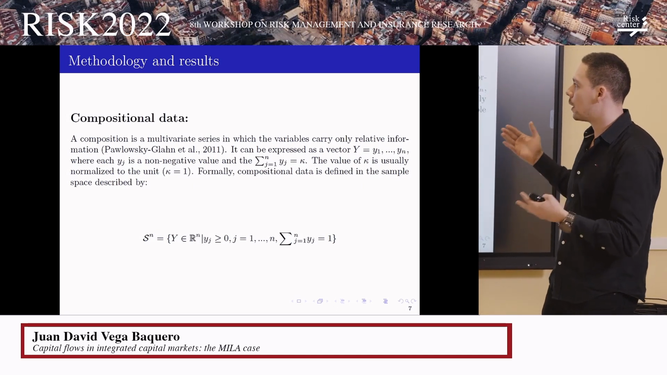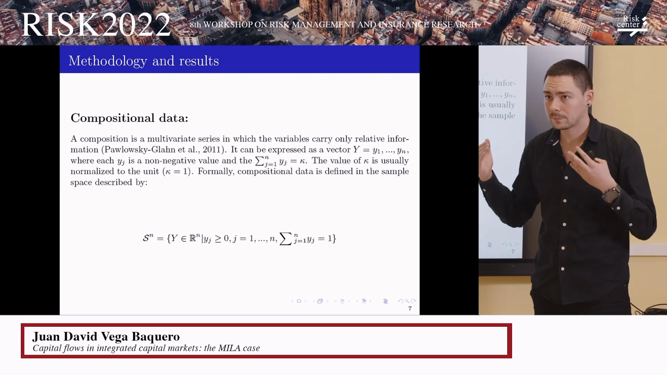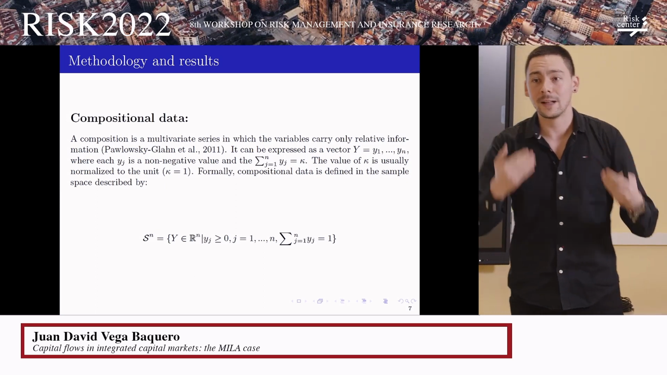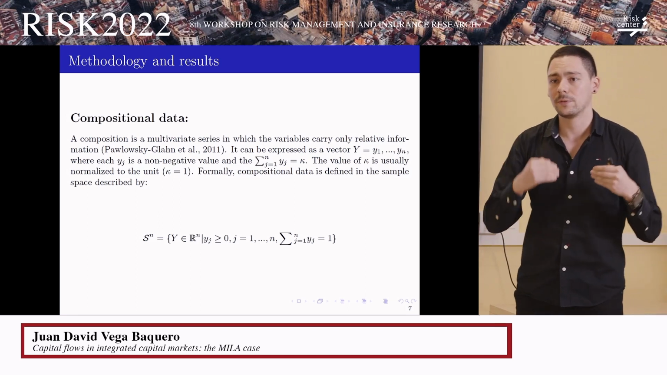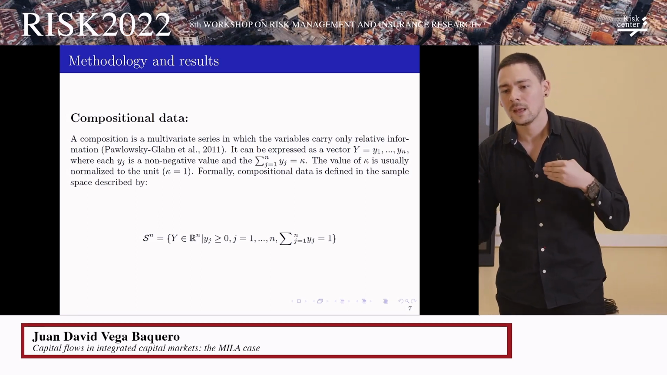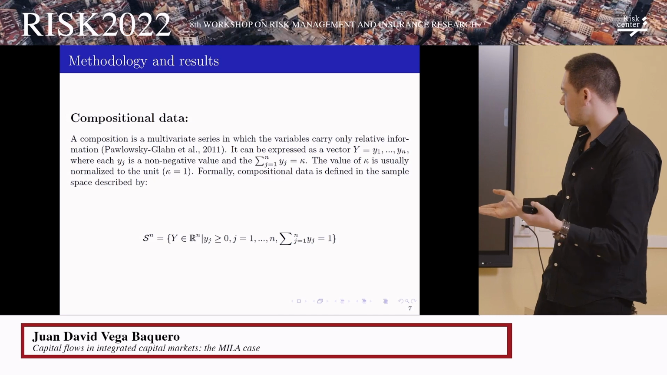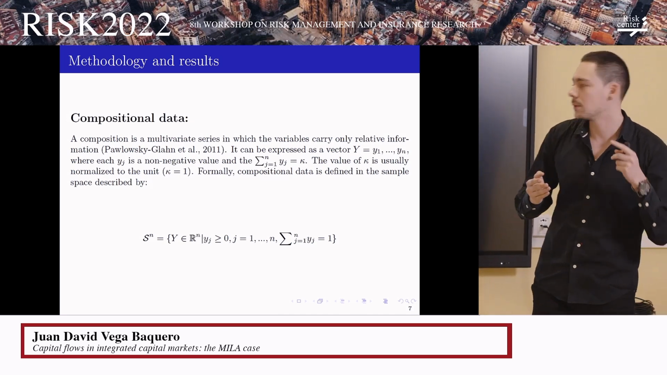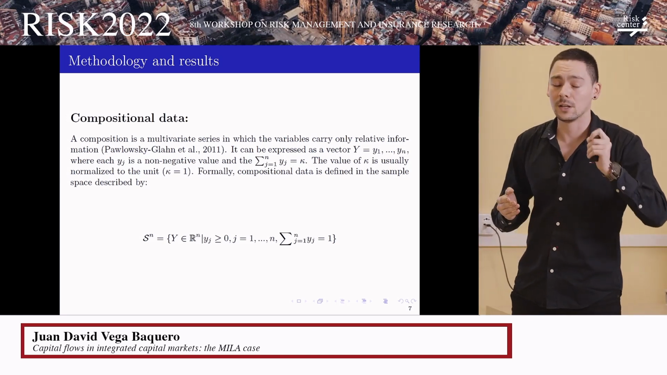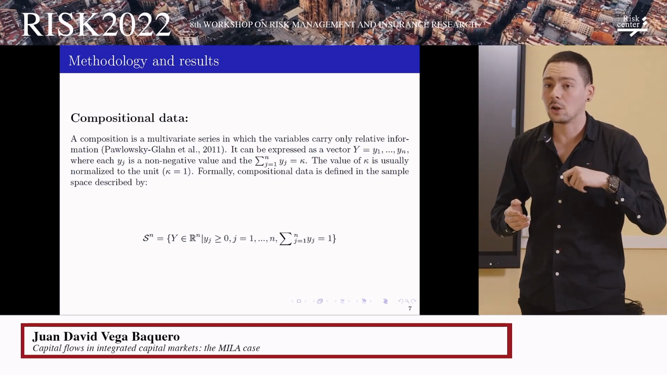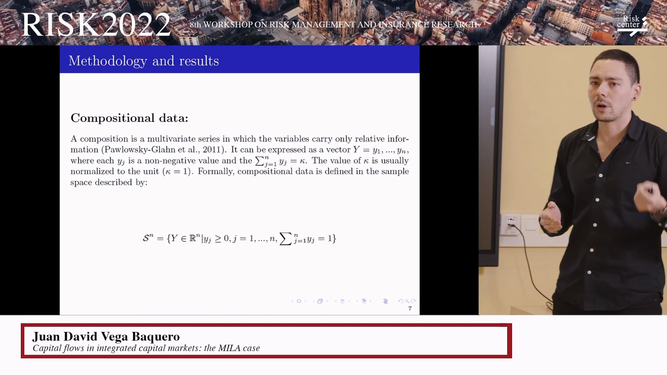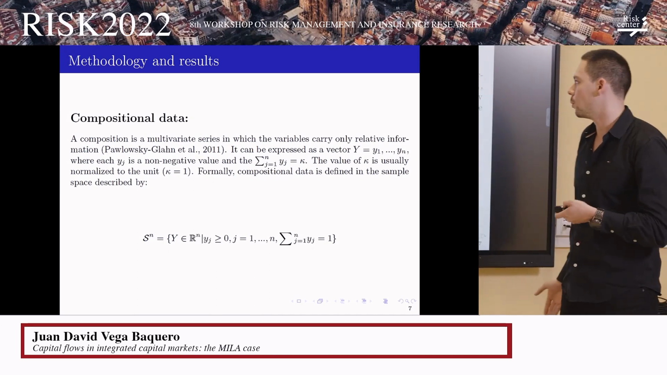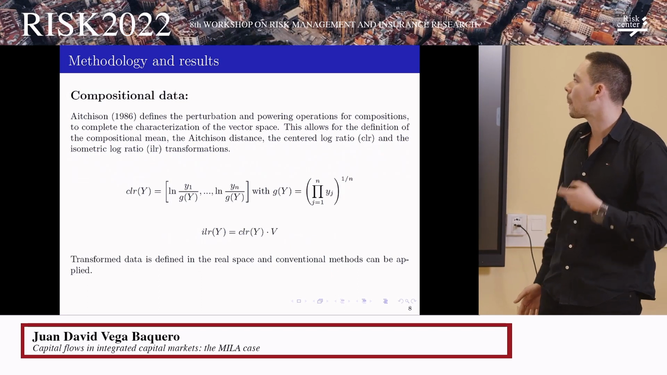So basically, what is a composition? A composition is a multivariate series in which we are not interested in the value itself, but in the participation of each of the parts within the total. So basically, this is defined by a vector y1 to yn, in which each value is a non-negative value, and they add up to a constant, usually one. And this is the space vector which describes compositional data.